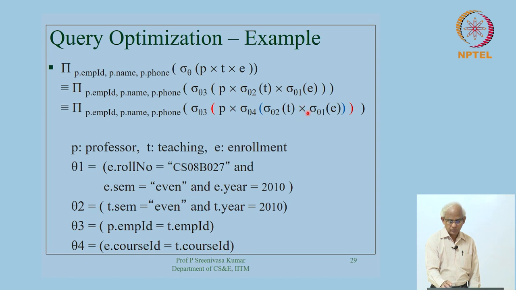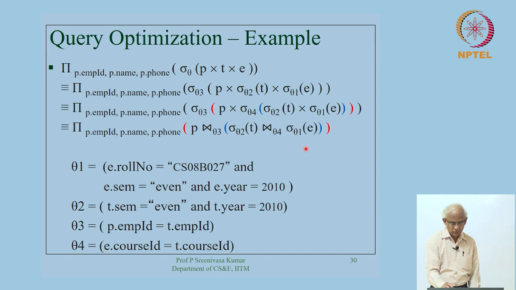Now actually we can use this transformation, that the cross product followed by selection has to be replaced by joins basically, right. So now we will do that. So the cross product of 2 relations followed by a selection can be replaced by a join. So we will take this as the join condition. So put the join operator here.